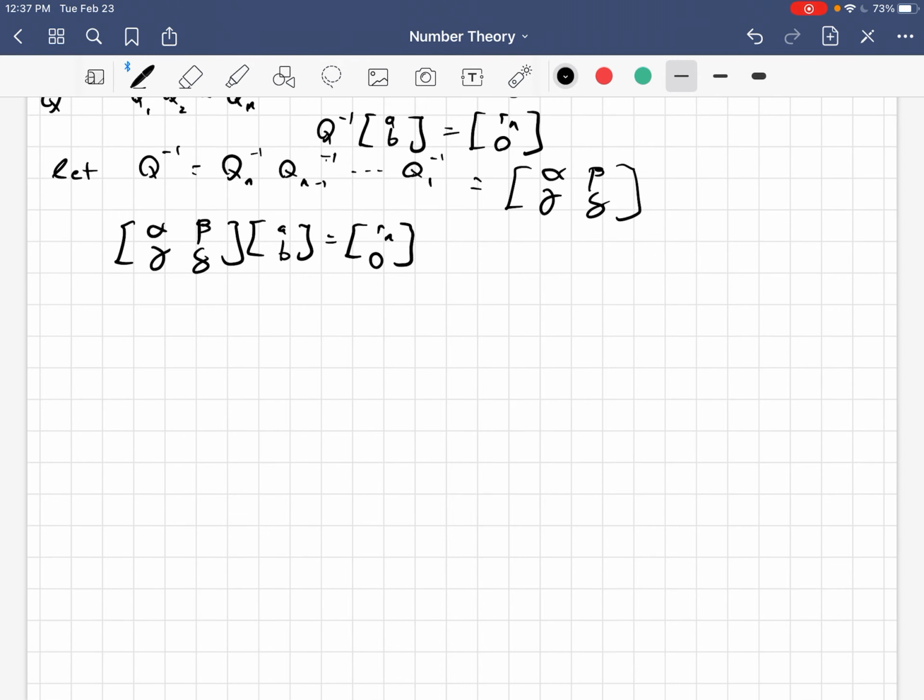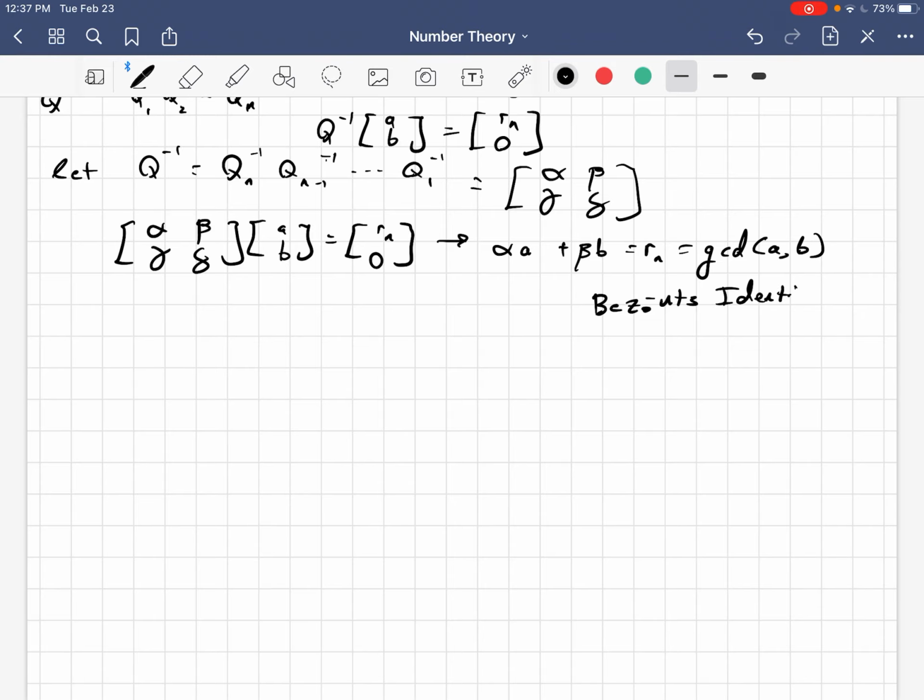And this is so powerful because it establishes so many identities right here. For example, by matrix multiplication, if two matrices are equal, their corresponding entries are equal. And so in other words, alpha times A plus beta times B is equal to R sub n, which by the Euclidean algorithm is the greatest common divisor of A and B. And so this identity, the fact that a linear combination of A and B can always be written as the GCD of A and B, as we've seen, is what's known as Bézout's identity.